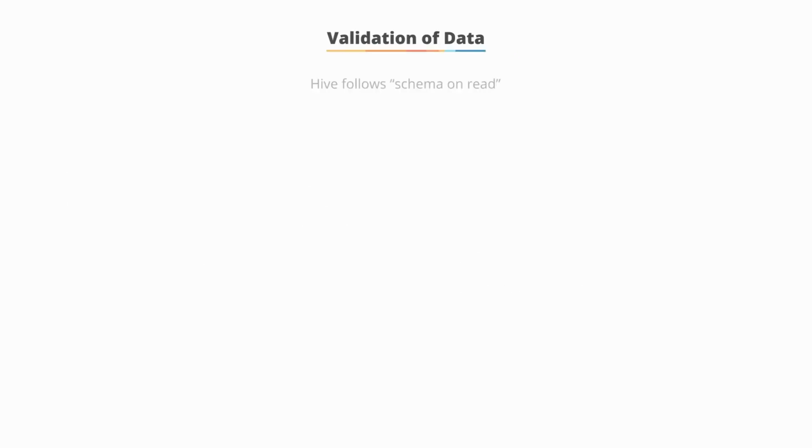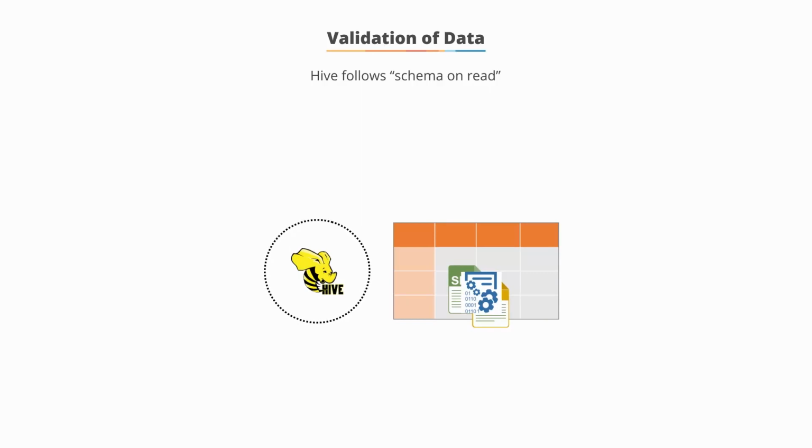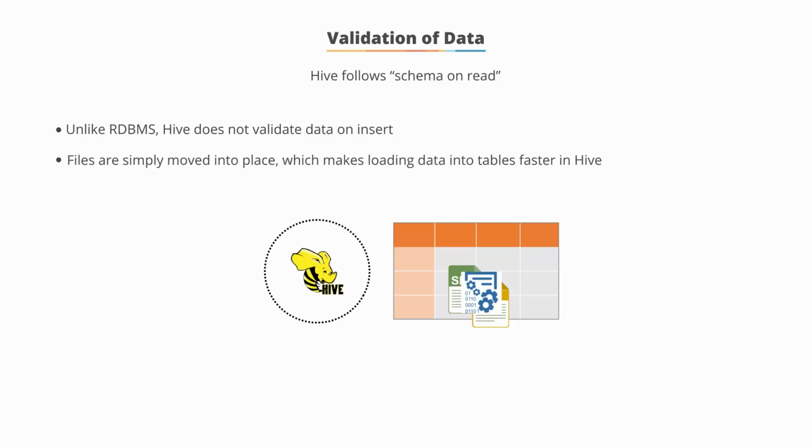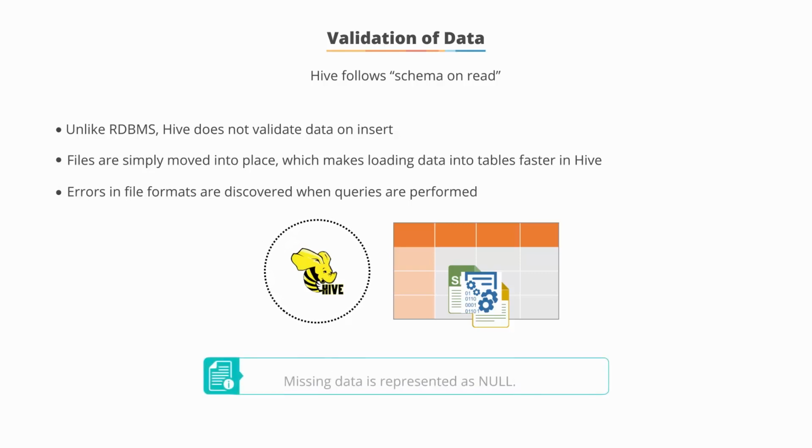Validation of data. Data in Hive is applied to a schema as it is pulled out of a stored location, rather than pulling out the data directly. Therefore, Hive is a schema on read. Unlike an RDBMS, it does not validate data on an insert operation. The files are simply moved into place, and loading data into tables is therefore very fast. Errors in file format will be discovered when the queries are actually performed and not during the load. Note, missing data will be represented internally as a null.